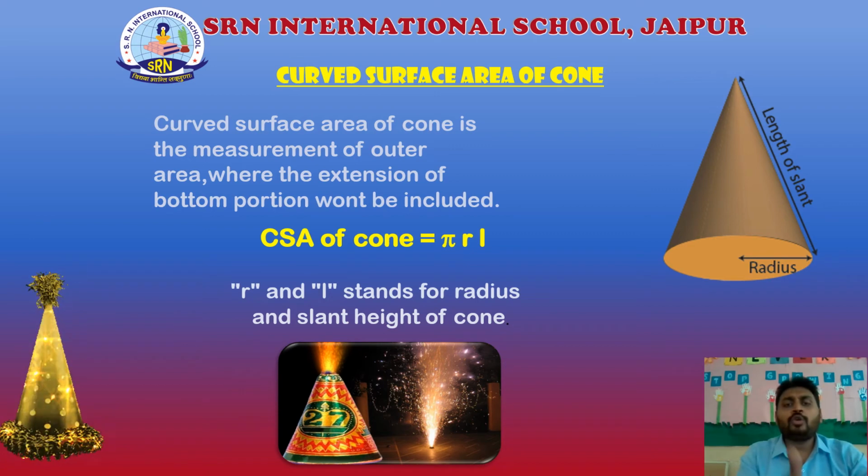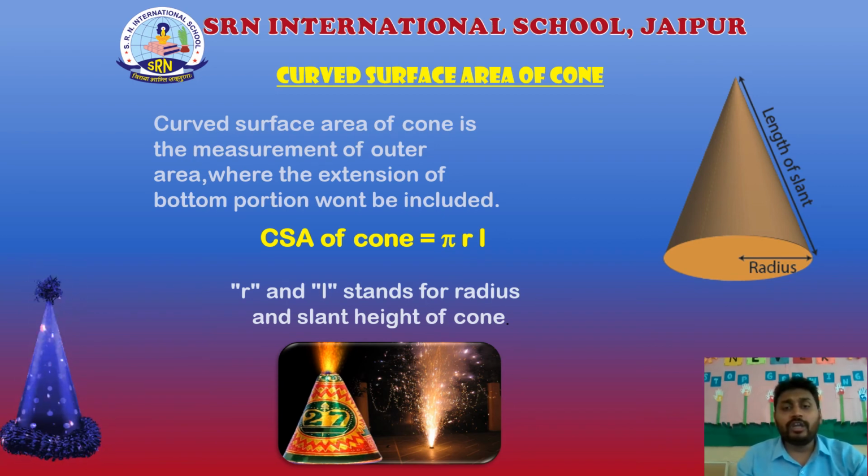When we are talking about a total surface area, then it is only the side walls and the base. But in curved surface area of cone, only the side walls are there, not any base. Base is not there. And the best example of it is what? Birthday cap. A birthday cap is having only the side walls, over which the happy birthday to you is being written, but it does not have any base. So that's why in a proper defined way, curved surface area of cone is a measurement of outer area where the extension of bottom portion won't be included.